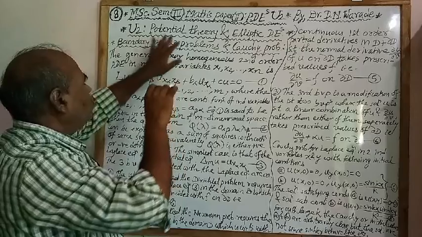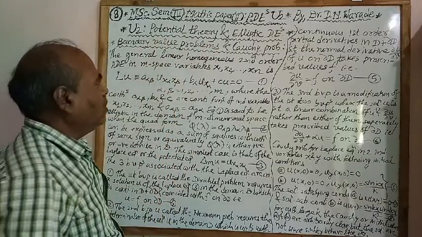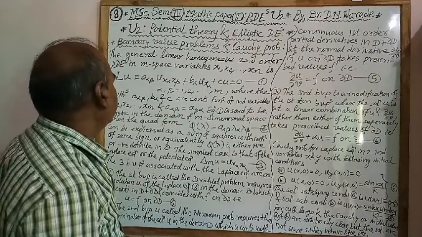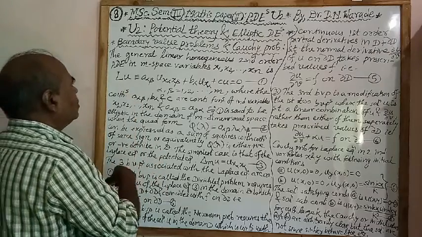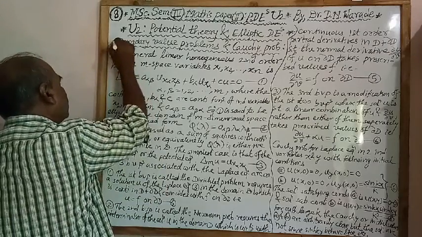We start Unit 2, potential theory and elliptic differential equations. First we see the boundary value problems and the Cauchy problem.